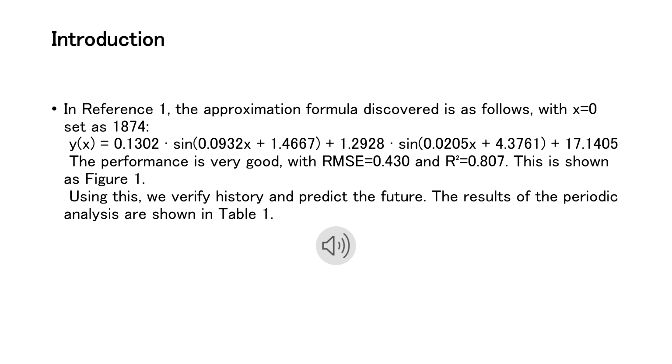Introduction. In reference 1, the approximation formula discovered is as follows. With x equals 0 set as 1874, y(x) equals 0.1302 sin(0.0932x plus 1.4667), plus 1.2928 sin(0.0205x plus 4.3761), plus 17.1405. The performance is very good, with RMSE equals 0.430 and R squared equals 0.807. This is shown as figure 1. Using this, we verify history and predict the future. The results of the periodic analysis are shown in Table 1.